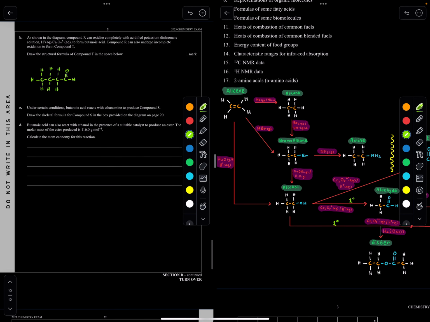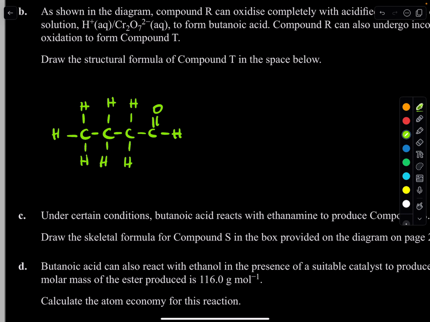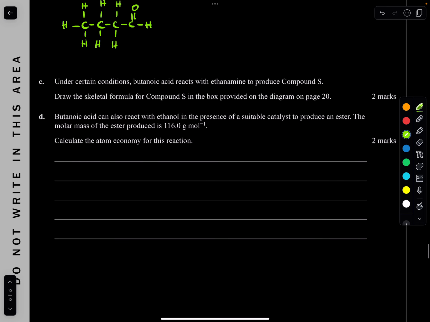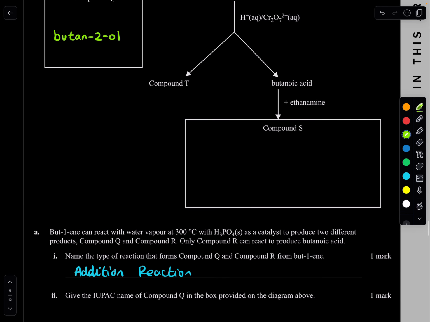Okay. Under certain conditions, butanoic acid reacts with ethane amine to produce compound S. Draw the skeletal structure of compound S in the box provided in the diagram at page 20. So compound S. All right, let's think about it.